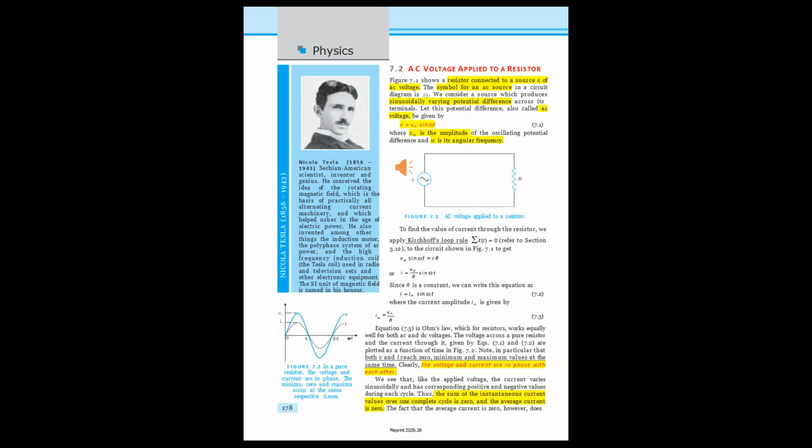You see that, like the applied voltage, the current varies sinusoidally and has corresponding positive and negative values during each cycle. Thus, the sum of the instantaneous current values over one complete cycle is 0 and the average current is also 0. The fact that the average current is 0, however, does not mean that the average power consumed is 0 and that there is no dissipation of electrical energy.